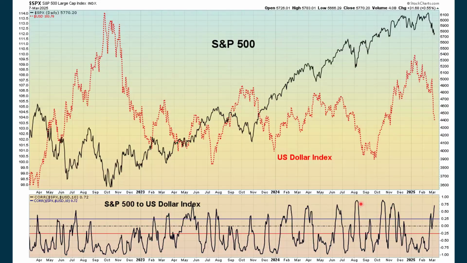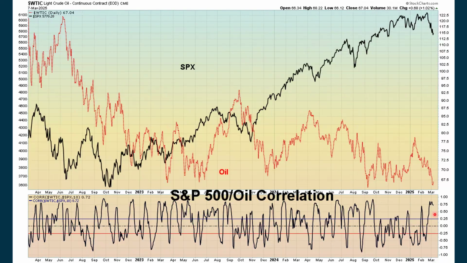And that's why this ratio is going down as Tesla's been under pressure. And we look at correlations, we look at stocks to the dollar, and we see that the correlation is pretty strong right now because both are going down. That's why this correlation has been going back up. When we look at the S&P to oil, both have been going down lately. So the correlation is pretty strong.